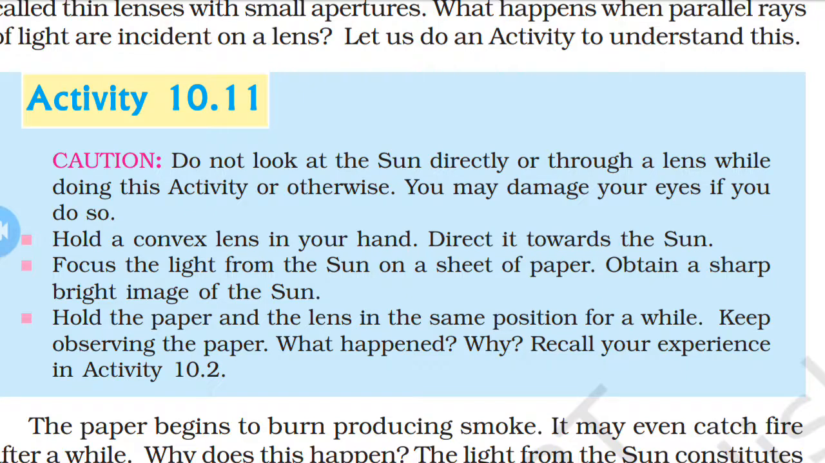Now what is the conclusion from this activity? When a parallel beam of light from a far off object like the sun falls on a convex lens, a real, inverted, point-size image of the sun is formed at the focus of the lens. The distance between the position of the lens and the position of the image of the sun gives the approximate focal length of the lens.